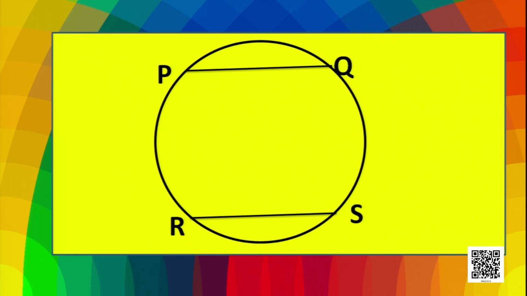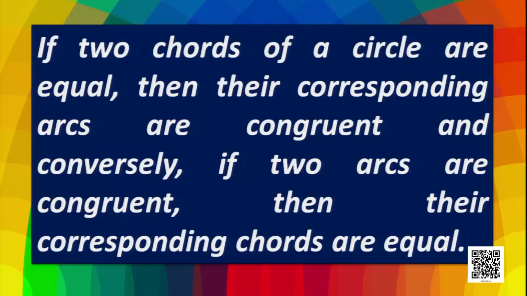What do you mean by that? Is only their length equal? No. In this case, they are congruent. So, if two chords of a circle are equal, then their corresponding arcs are congruent, and conversely, if two arcs are congruent, then their corresponding chords are also equal.